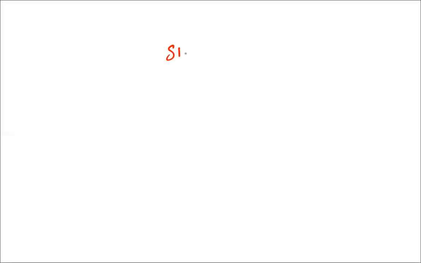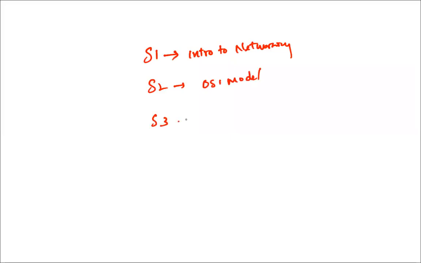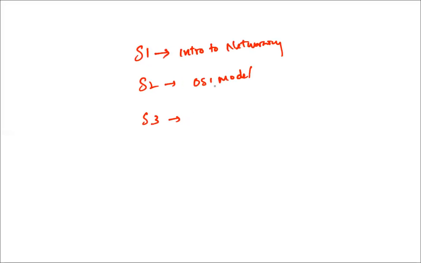Right, in session one, we had some introduction to this boot camp, and also we had introduction to networking. So that is what we covered in the first day. That was session one. Okay, so introduction to networking. Session two, we completed the OSI model. We just understood what is the OSI model, those things and all. Right, in session three, I think we started understanding network devices.